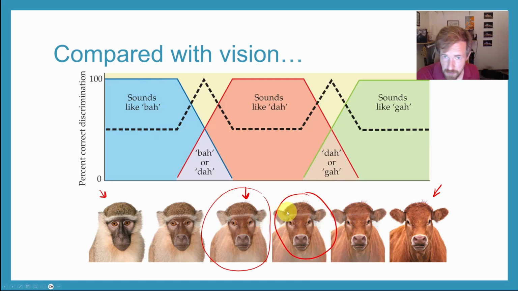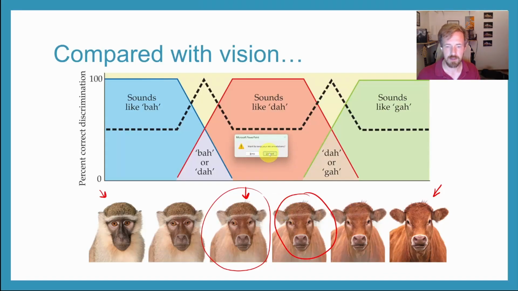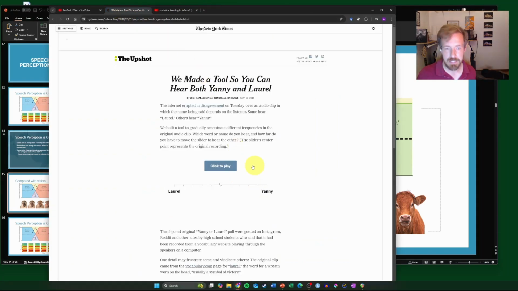You can do that visually, but verbally, as it relates to speech perception, that's not how we perceive things. We perceive it as either or. We'd either say that's a monkey or that is a cow.